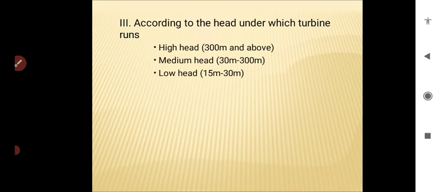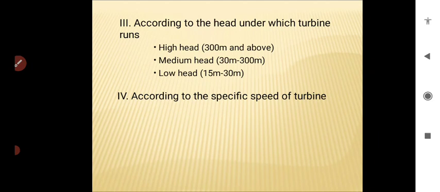And next, the third one is the low head turbine. These are turbines working under a head of less than 60 meters or less than 30 meters. Examples of this turbine are the propeller and Kaplan turbines.